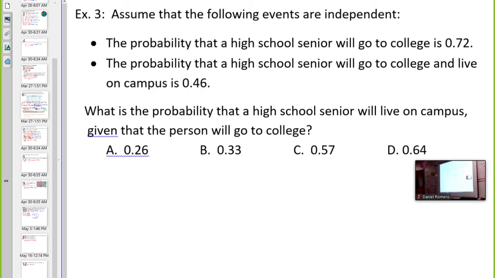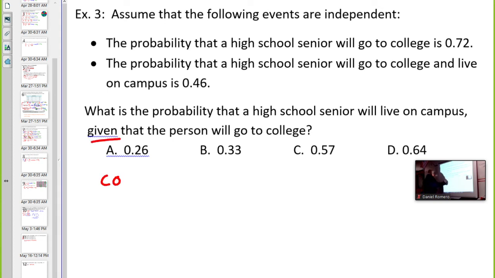Assume that the following events are independent. There wasn't so much. Alright, so we're going to have to rely on the Kahoot for more examples of dependency, because most of the stuff was independent. So if we assume they're independent, the probability that a senior goes to college is 0.72. The probability that a high school senior will go to college and live on campus is 0.46. So what is the probability that a high school senior will live on campus given that they will go to college? Let's write this.